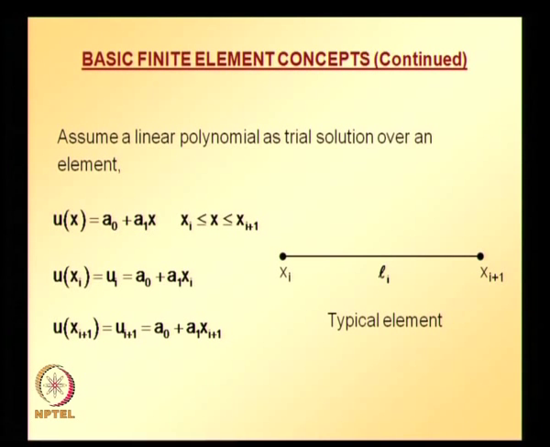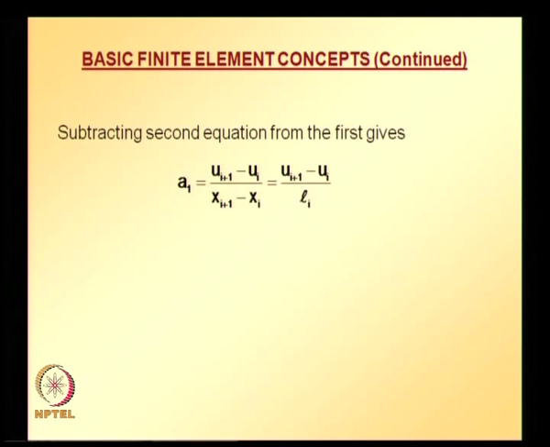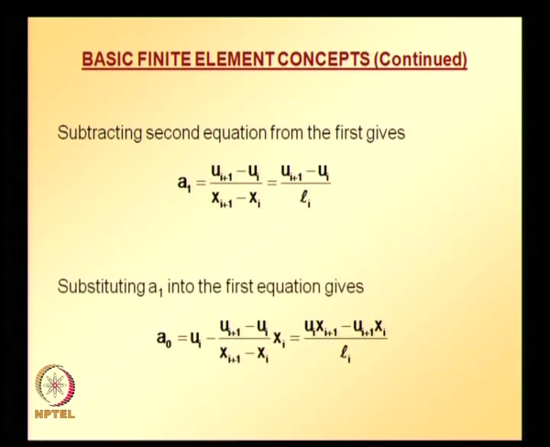Subtracting the second equation from the first gives you a 1, and substituting the a 1 that you just got into the first equation, you can obtain a naught. That is what is shown here. Subtracting the second equation from the first results in what is shown there. And please note that x i plus 1 minus x i is equal to l i. The length of the element is given by the spatial coordinate of the i plus 1th node minus the spatial coordinate of the ith node. And substituting a 1 into the first equation gives us a naught.